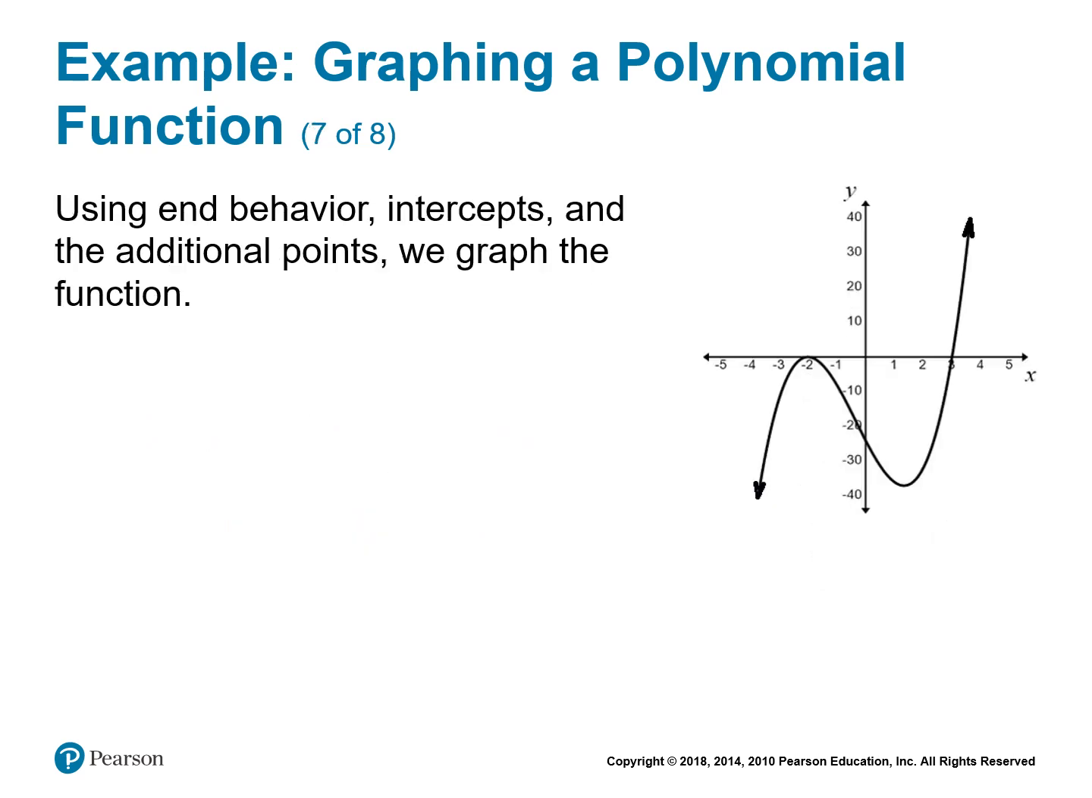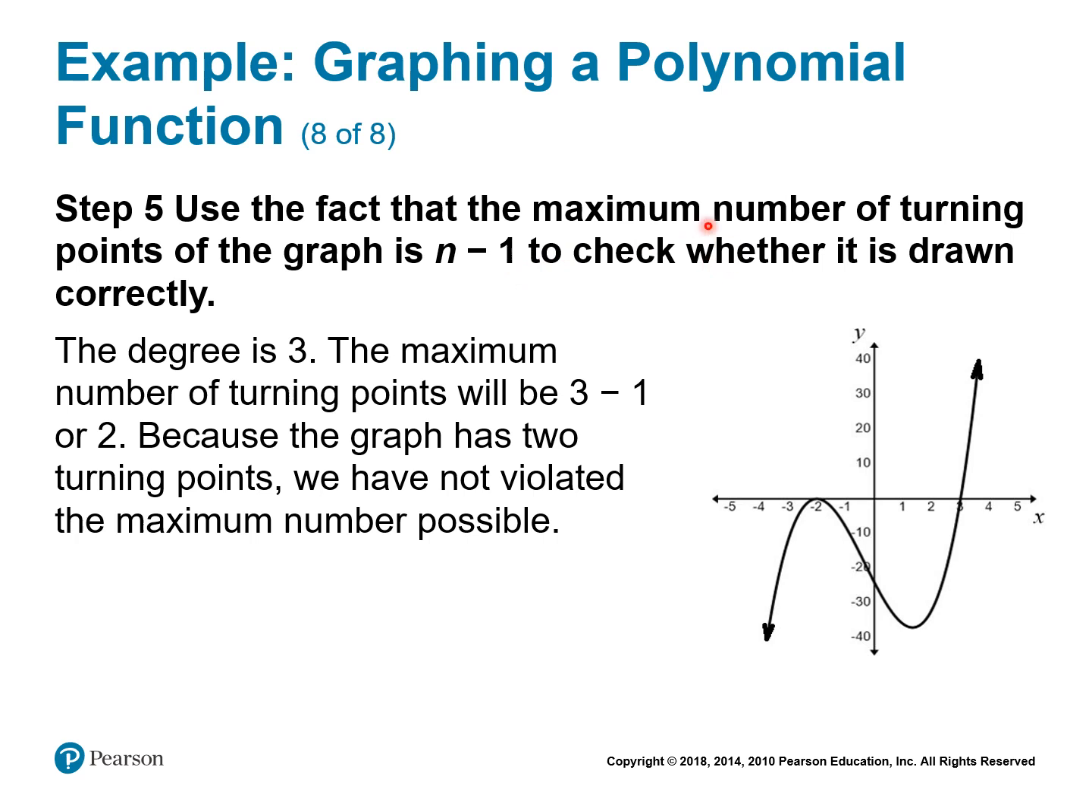So all you do at this point is to just connect the gap between 1 and 2 with a smooth curve. And finally, in the last graph, we will use the information that the maximum number of turning points of the graph is n minus 1, n being the exponent of the leading term, to check whether it is drawn correctly or not.